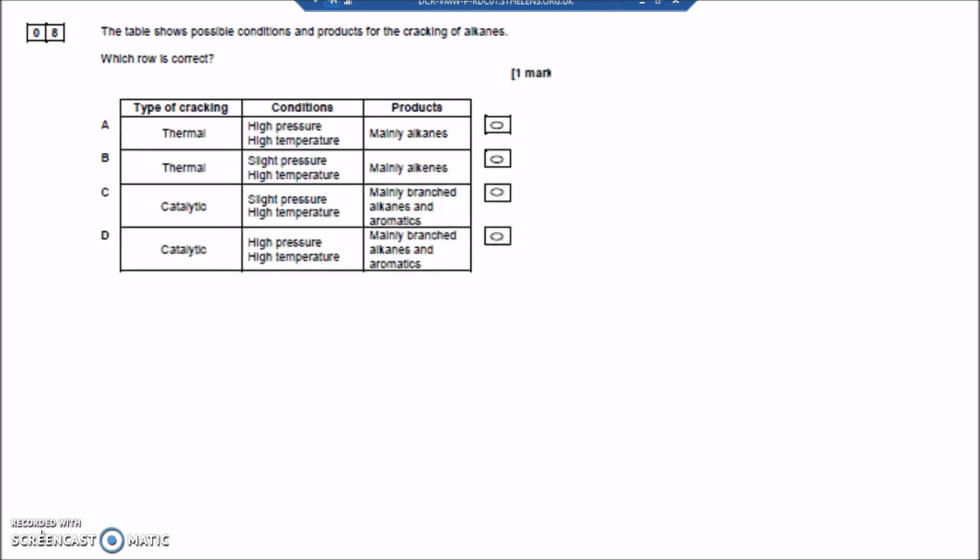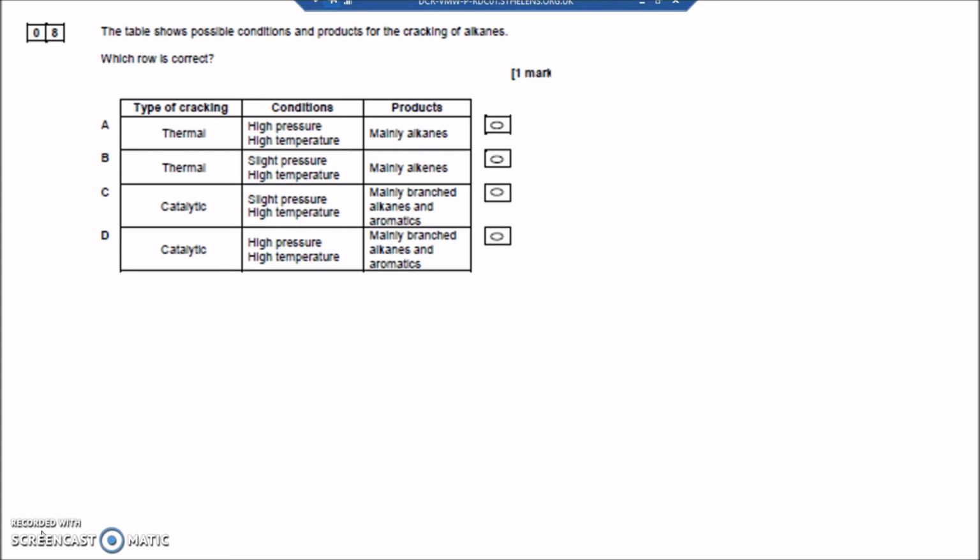Question 8. Which table shows conditions and products for the cracking of alkanes? Which is correct? Thermal is high temperature and high pressure, but makes mainly alkenes, so A is wrong. B, thermal, slight pressure? No, it's high pressure, high temperature, so that's wrong, although it does make alkenes, so that part's correct, but slight pressure is incorrect.